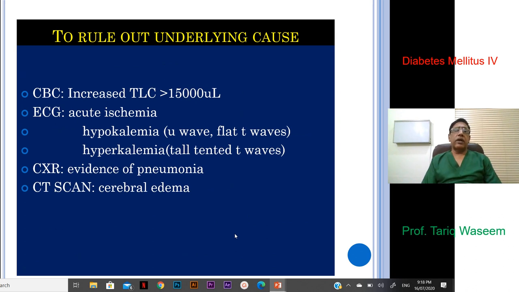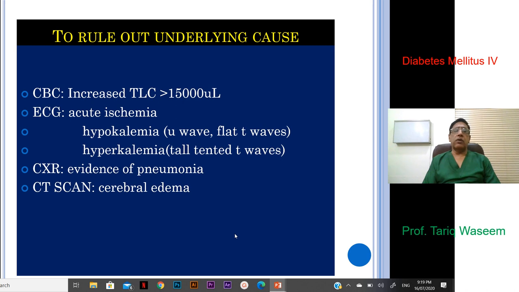To rule out underlying infection, you need to know the complete blood count. In case the TLC is more than 15,000, there is some degree of leukocytosis inherent to diabetic ketoacidosis without even infection. But anyone who has a total leukocyte count of more than 15,000 should be considered to have a concomitant infection.